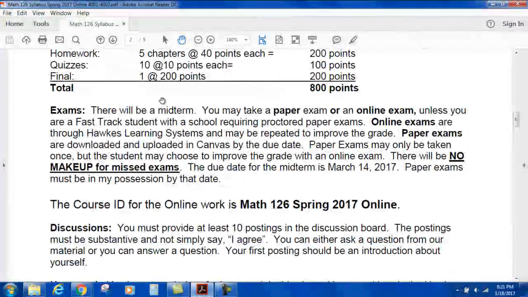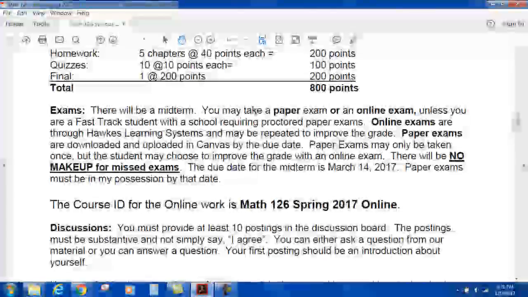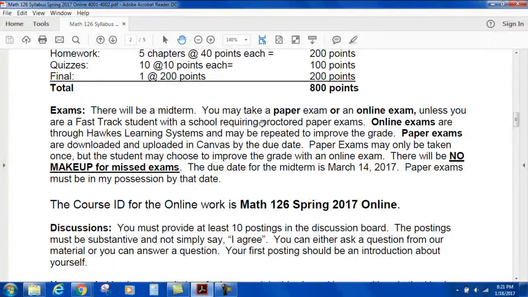Now for the exams, there'll be a midterm, and you'll take a paper exam or an online exam, unless you are a fast-track student with a school that requires proctored paper exams. I'm not sure if we have any this semester, but I go by what the schools want. Online exams are through Hawkes Learning Systems and may be repeated to improve a grade. Paper exams are downloaded and then completed and uploaded in Canvas by the due date. Paper exams may only be taken once, but the student may choose to improve the grade with an online exam. The advantage of paper exams is you can get partial credit, but you only get one shot. Whereas with the online exams, there's no partial credit, but you can try multiple times.